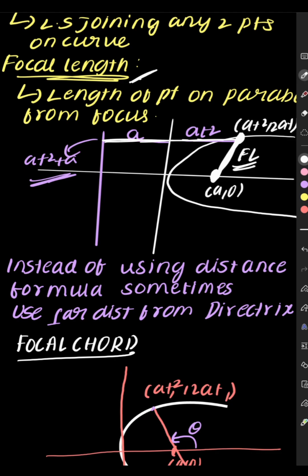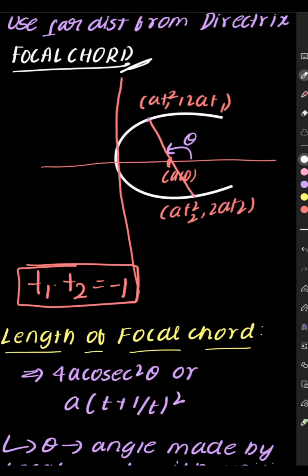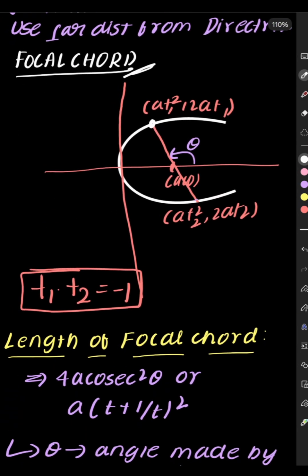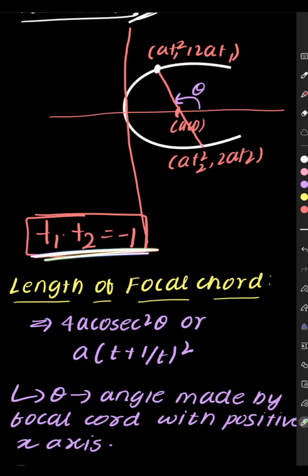So sometimes it can be better to just drop a perpendicular onto the directrix and find it out that way. Focal chord: any chord that passes through the focus is going to be your focal chord. But if we assume that one end has a parametric coordinate (at1², 2at1), and the other end has a parametric coordinate (at2², 2at2), then t1 into t2 is going to be -1. So you can replace this, and write a/t1² minus 2a/t1.